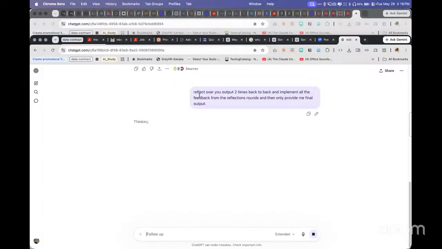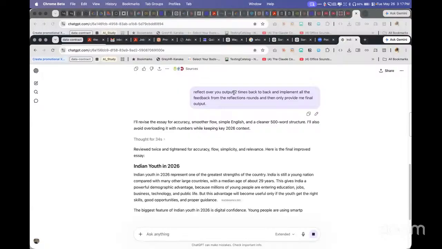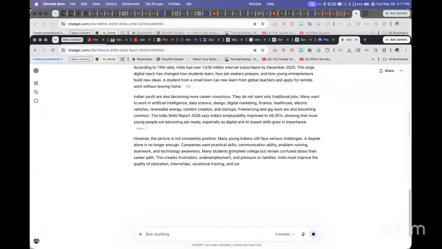So here I have forcefully asked the LLM to reflect two times over its output, meaning think if that output is perfect, and if that output is not perfect, then I have also asked it to implement all the feedback from the reflection round and then only provide me the final output. So it will do the reflection of two rounds and it will find out what the negative points are in its essay. Then it will rewrite it in such a way that all the negative points will get overcome, and this is the final polished output it has provided.